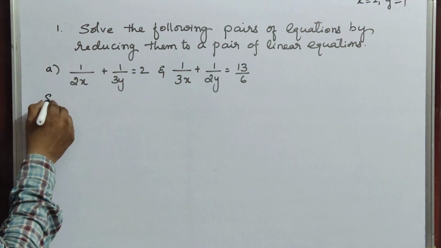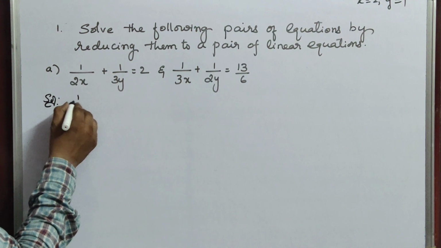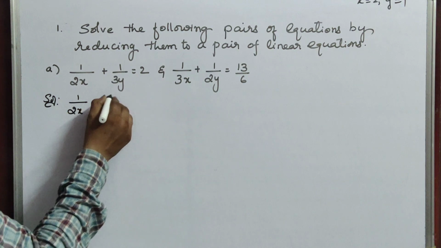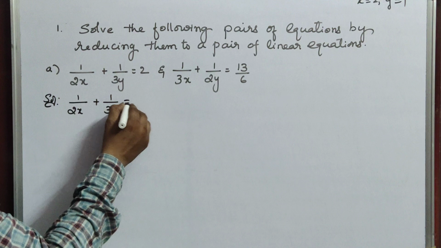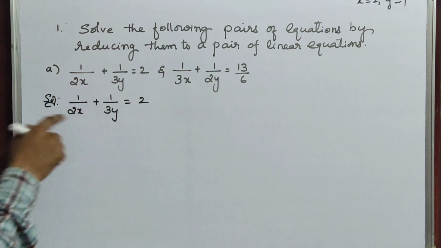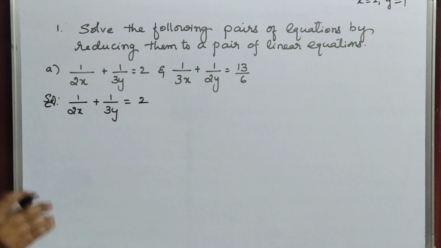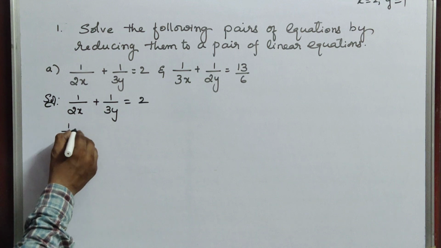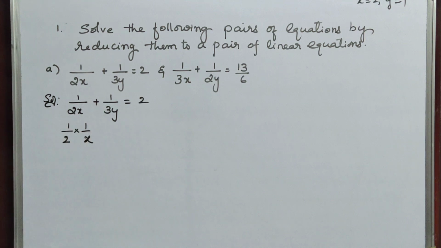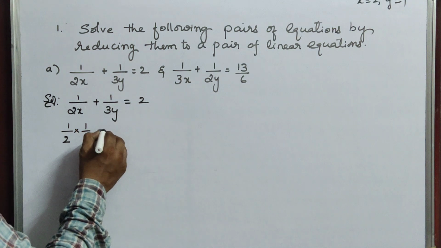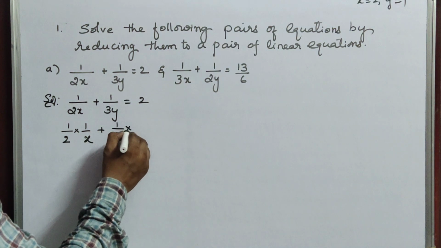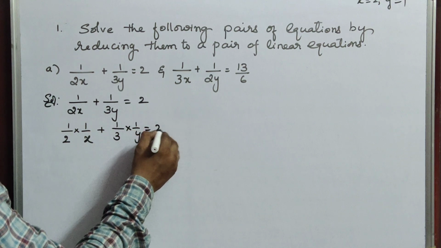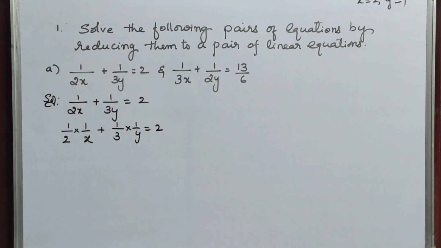Now see the solution. 1 by 2x plus 1 by 3y equals 2. I took equation 1 first. Now, how I simplify, listen very carefully children. 1 by 2x can be written as 1 by 2 into 1 by x. Is it right? 1 by 2x can be written as 1 by 2 into 1 by x. Similarly, 1 by 3 into 1 by y equals 2.